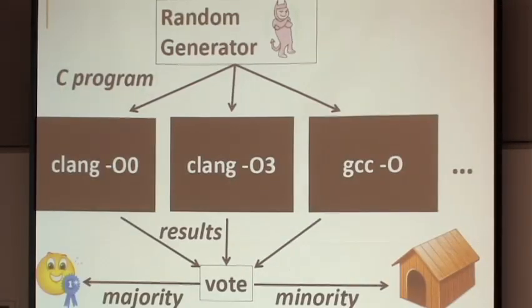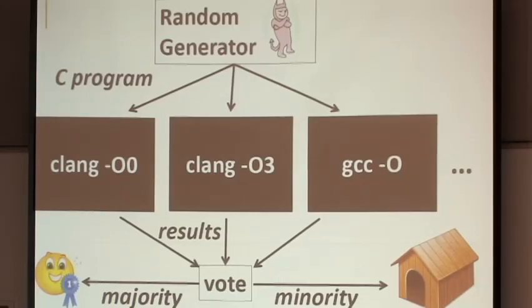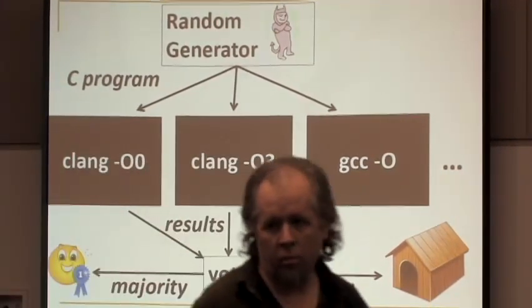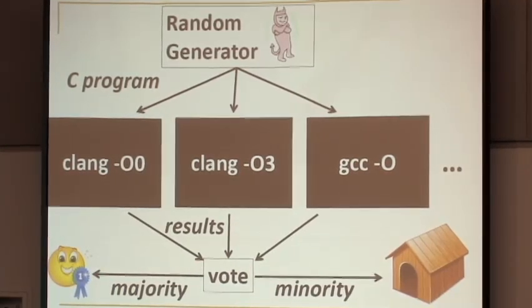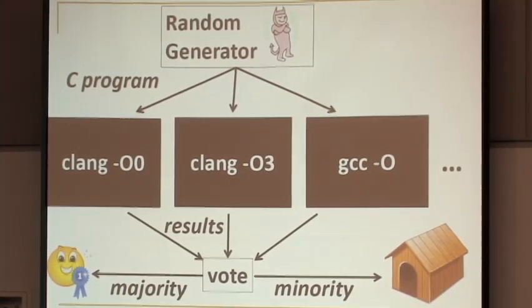So what exactly is random differential testing? First, it starts from a random program generator, and you generate C programs. Then you pass them to several compilers, Clang, GCC, or whatever your favorite C compiler is. And you compare them at different optimization levels. Then you run the executables. You compare the results. If there's any disagreement among the results, those compilers who produce the minority reports will be sent to the doghouse, which means we will find the bugs in the compiler.